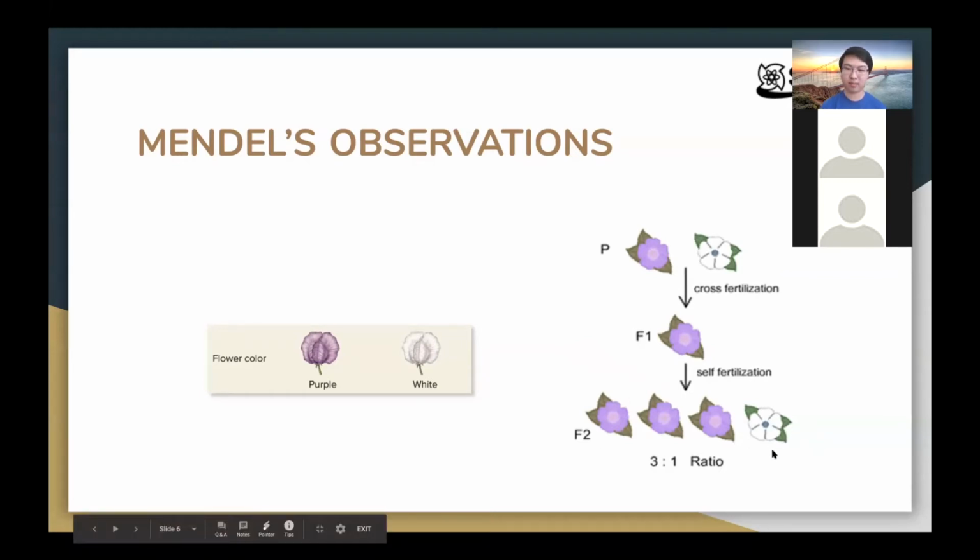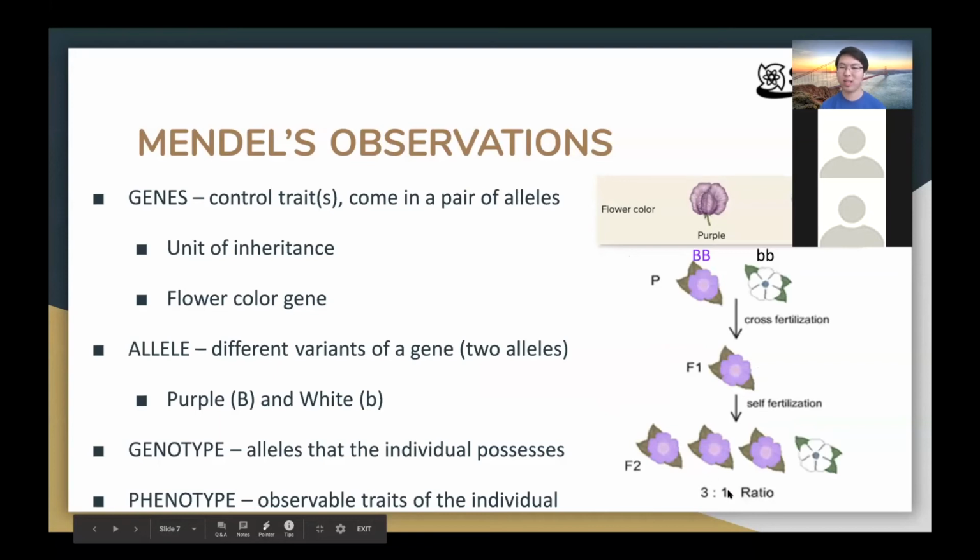white flowers. So he wanted to investigate this really nice mathematical ratio. Usually that means there's some kind of law at work, some kind of natural principle you can quantify. So he defined a few important words. And I say that as quite an understatement. They are very important. The first one is genes.